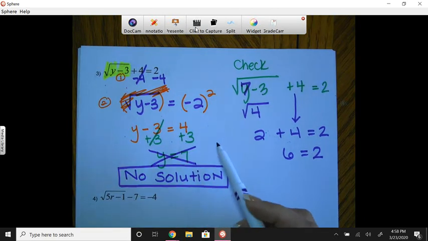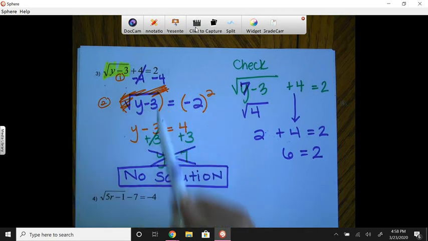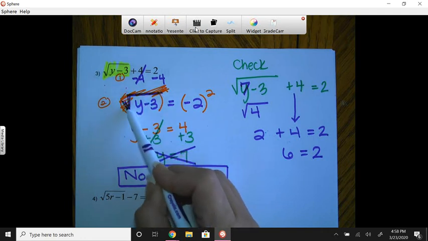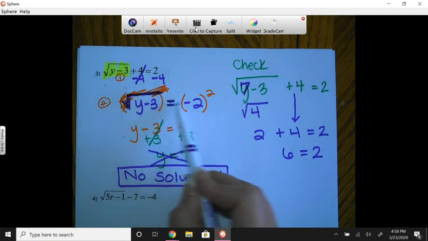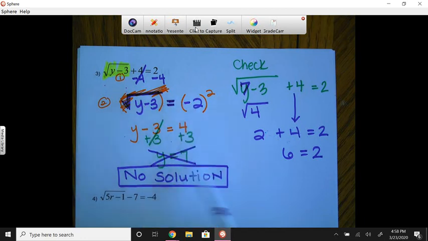Now, if you just use common sense and think about it, back at this stage here, I knew that this was going to happen because you can't have a radical with an even index equal to a negative number. So at this stage right here, I kind of knew this was already going to happen.